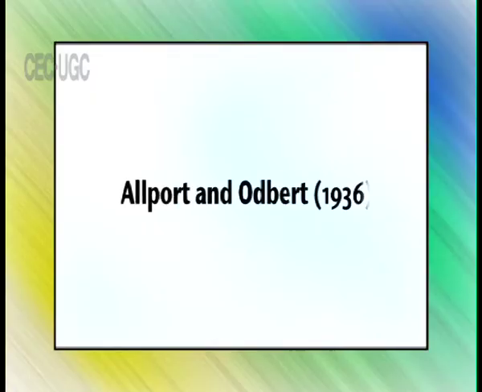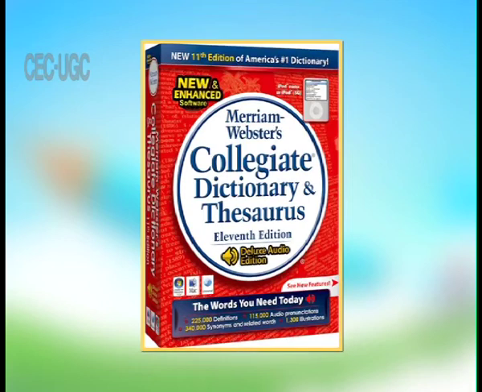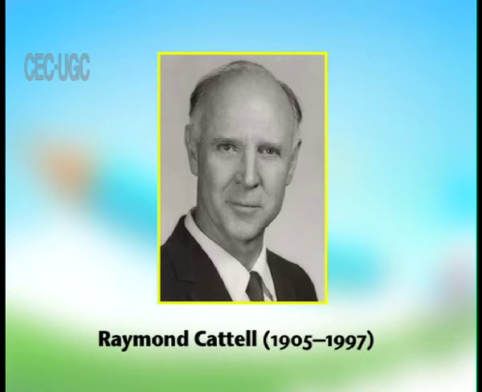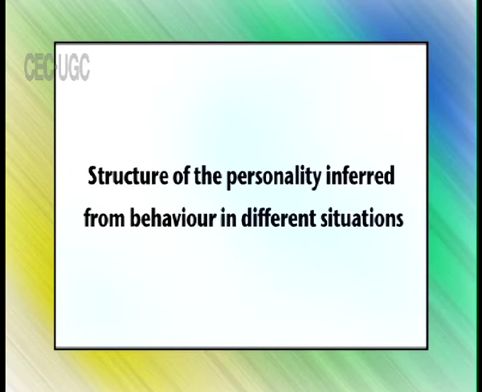As we know, Gordon Allport made the first comprehensive attempt to develop a framework to describe personality using traits. Allport and Odbert used Webster's New International Dictionary to identify terms that describe personality. This work was further developed by Raymond Cattell, a British-born American researcher. He defined a trait as a structure of the personality inferred from behavior in different situations. He used a statistical procedure called factor analysis to determine the structure of personality.